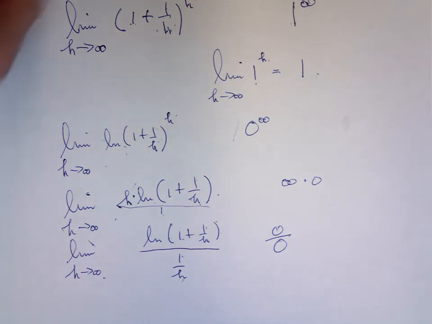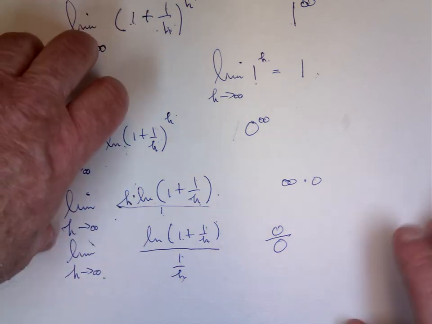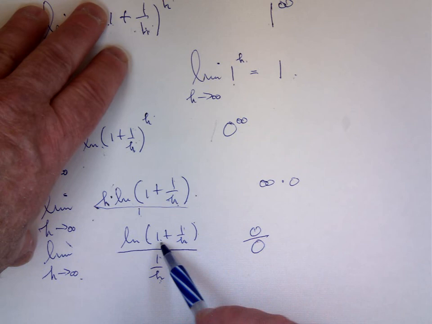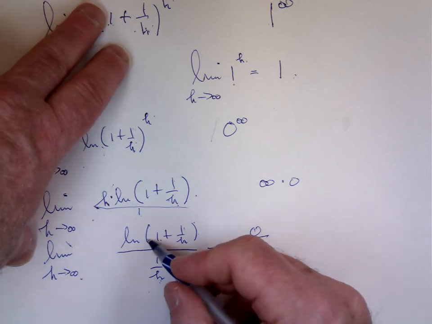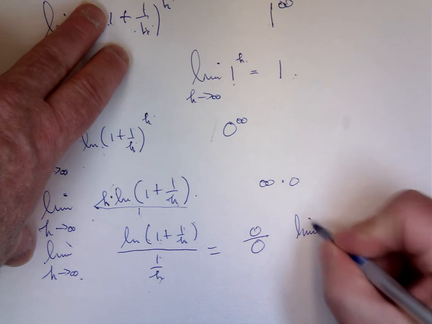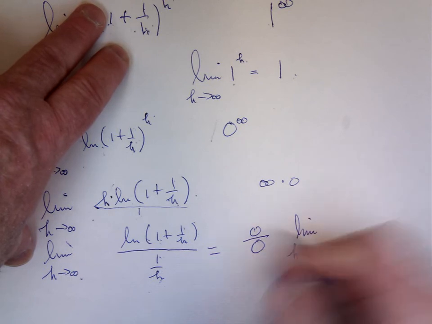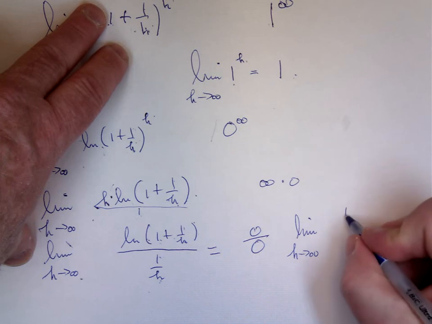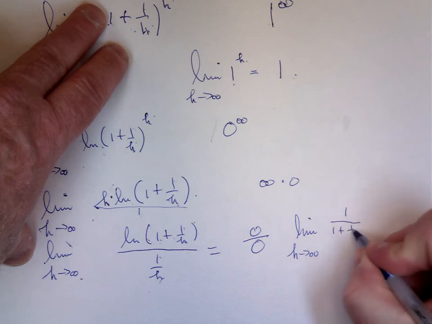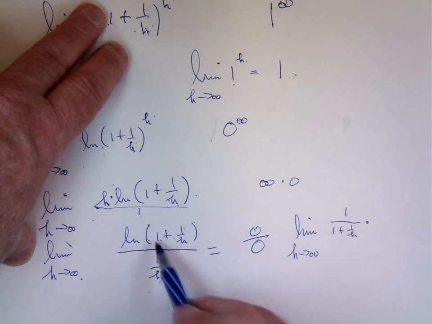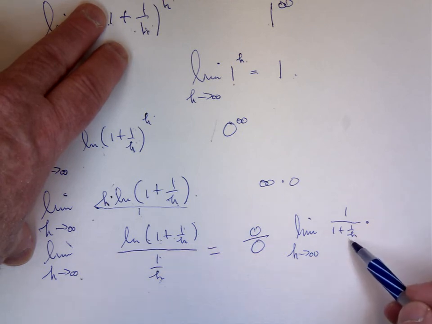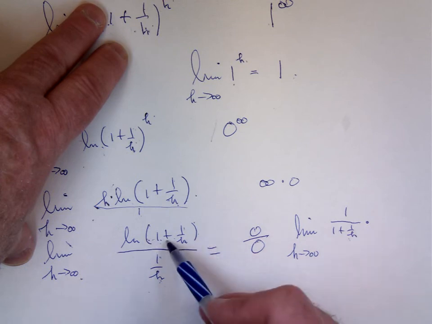Here we go. I'm going to use L'Hopital's on this, and that means what I can do is take the derivative of the numerator, which is 1 over 1 plus 1 over h, times the derivative. Natural log u is 1 over u du dx. The derivative of this expression. And the derivative of the denominator: derivative of 1 is 0. The derivative of 1 over h is negative 1 over h squared.